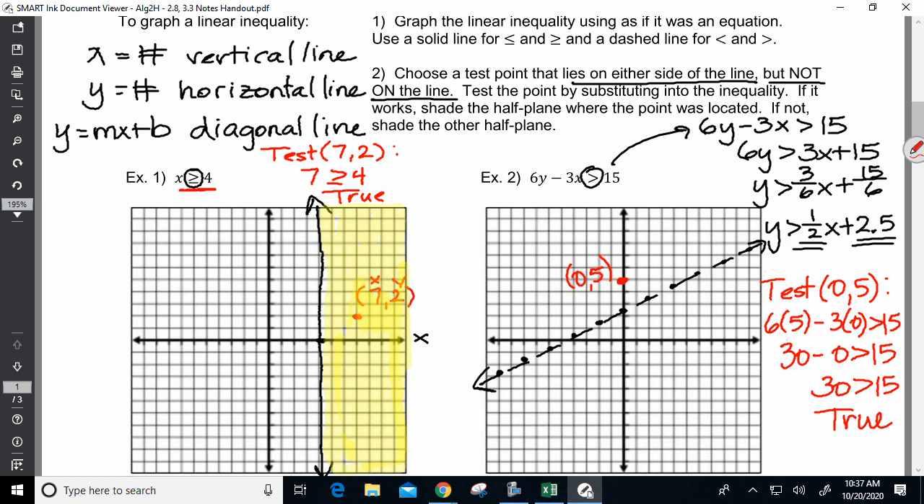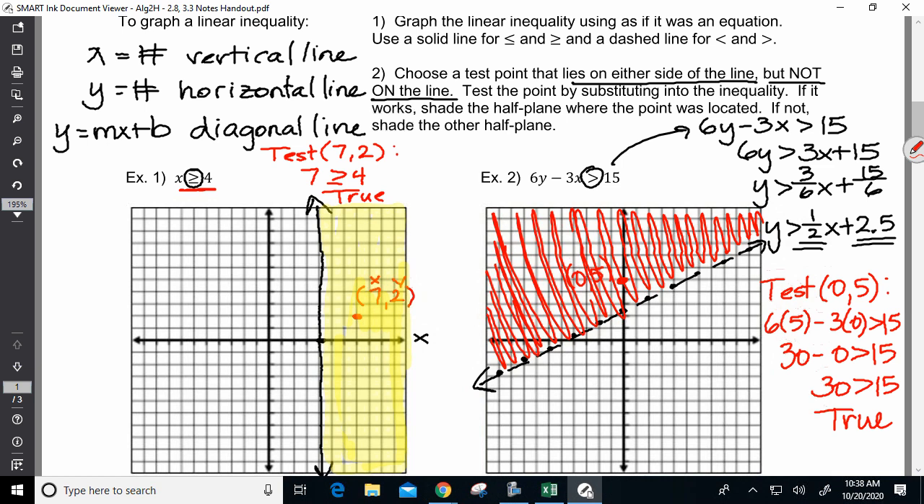You can pick any point you want as long as it is not on the line. So you can pick a point above it, or pick a point below it. Since this point works, everything up here is going to work, and that's where I would shade. That's the end of the problem.